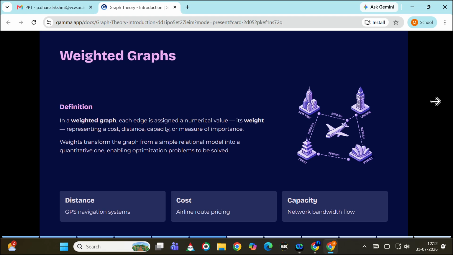Weighted graphs. Definition. In a weighted graph, each edge is assigned a numerical value, its weight, representing a cost, distance, capacity or measure of importance. Weights transform the graph from a simple relational model into a quantitative one, enabling optimization problems to be solved.